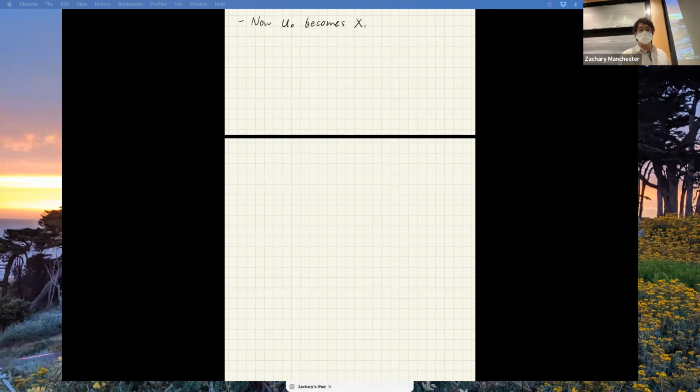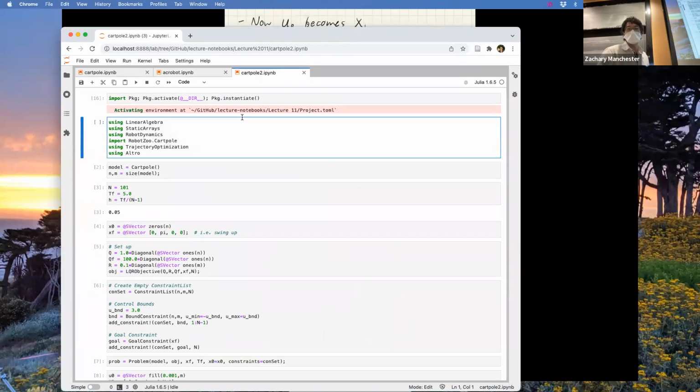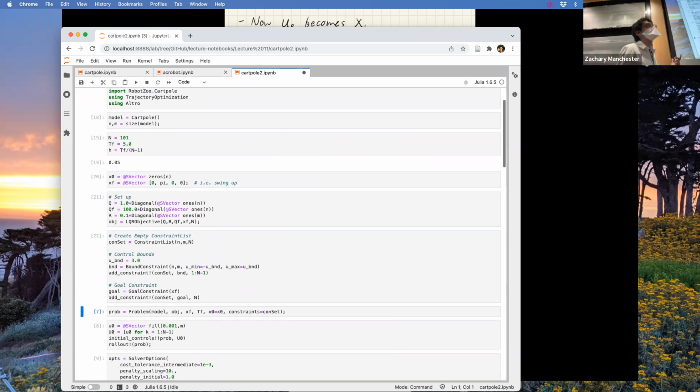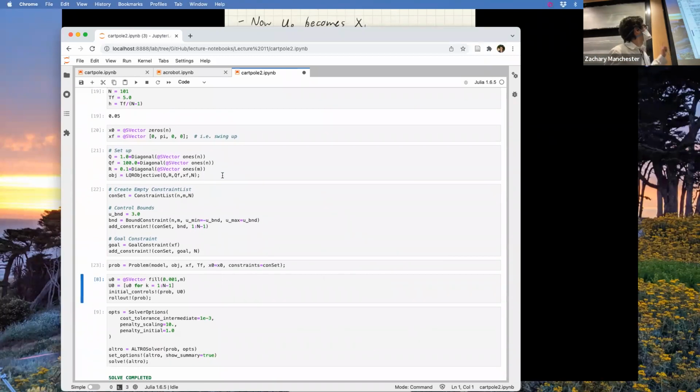So here's cart pole part 2. This time everything's the same, 5 seconds, same cost function, blah, blah, blah. Now we're going to do it with constraints using our lab's custom solver that Brian mostly developed called Altro, which stands for Augmented Lagrangian Trajectory Optimizer, which is DDP or iLQR wrapped in an augmented Lagrangian method with a whole bunch of fancy tricks to make it go fast.